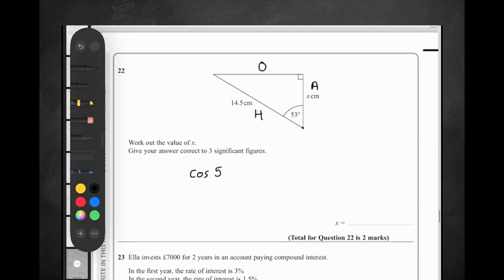So cos 53 equals adjacent over hypotenuse, which equals x over 14.5. So therefore, if we put x on its own and times both sides by 14.5, we have x equals 14.5 multiplied by cos 53. And we want the answer to 3 significant figures, so I'll put that in my calculator. And I get 8.73.